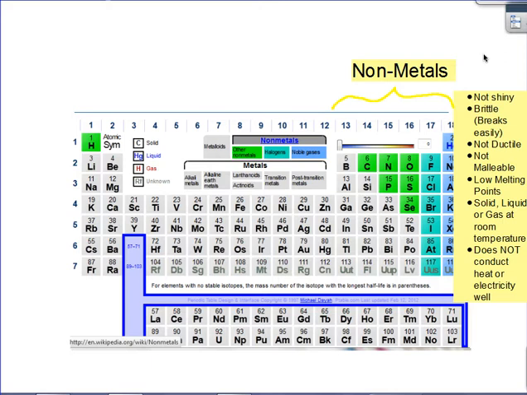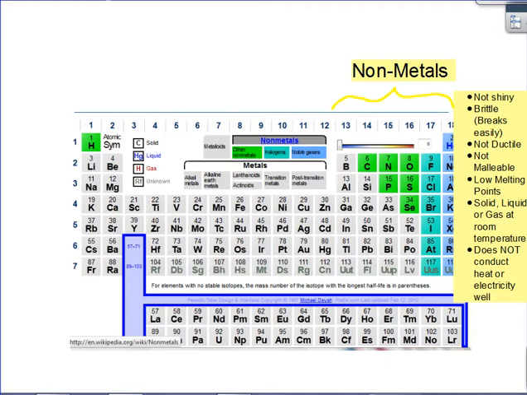They have low melting points. They can be solid, liquid, or gas at room temperature. And they do not conduct heat or electricity very well. Please make sure you pause and write all of these in your notebook. You're going to have to be able to recognize nonmetals from metals.